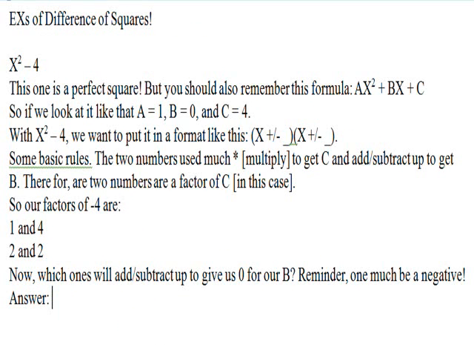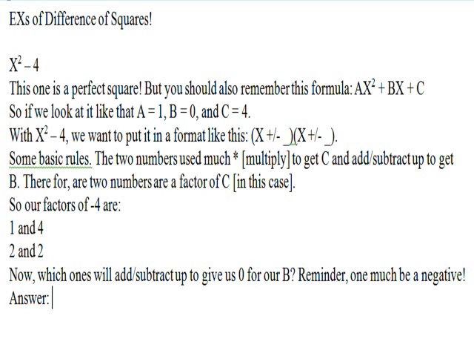Okay, so here are examples of difference of squares. Here we have x squared minus 4. This one is a perfect square, but you should also remember this formula: ax squared plus bx plus c. So if we look at it like a equals 1, b equals 0, because there is no middle number, and c equals -4. With x squared minus 4, we want to put it in a format like this: x plus or minus a number, x plus or minus another number.